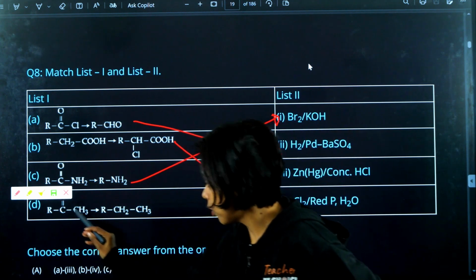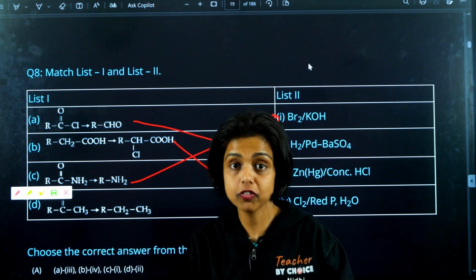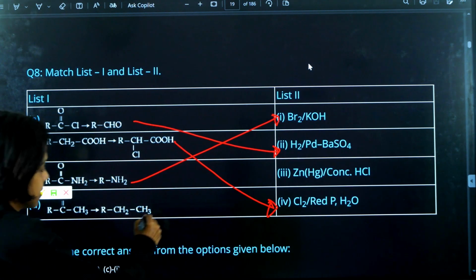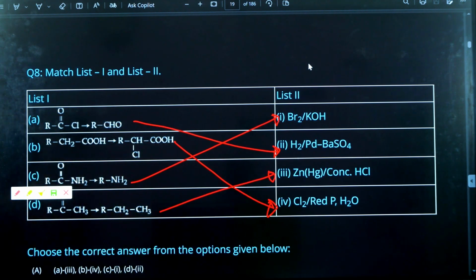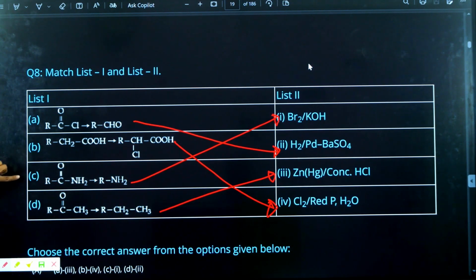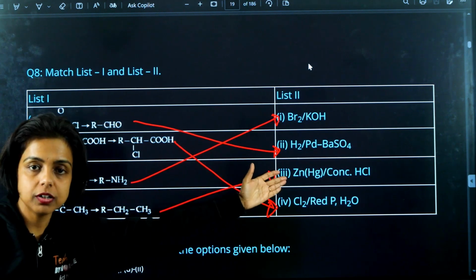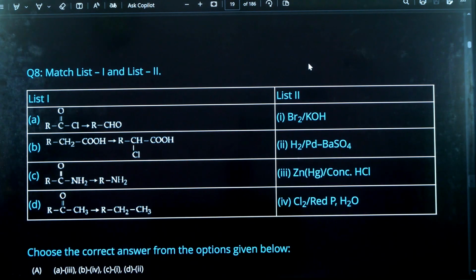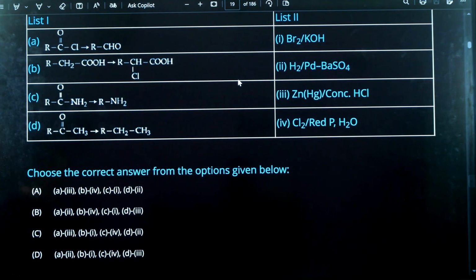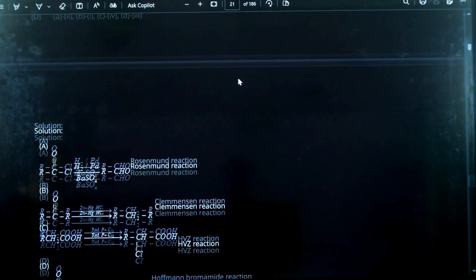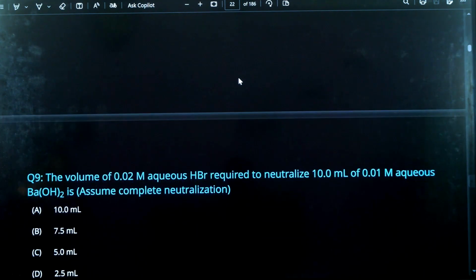Now the C=O should be converted to CH2. Either Wolff-Kishner or Clemmensen reduction can convert your carbonyl to CH2. So Clemmensen reduction. Match these, you can see the options: Rosenmund reduction, HVZ reaction, Hoffmann bromamide reaction, and Clemmensen or Wolff-Kishner. We have the option for Clemmensen, so we'll go with that. These are all important name reactions. So the answer to this is B. If you did the name reactions nicely, you should be able to crack the question.